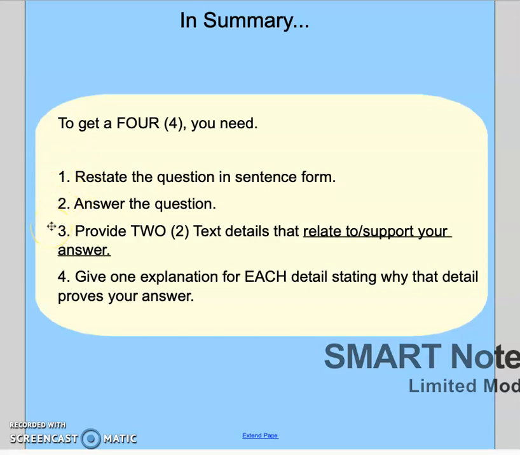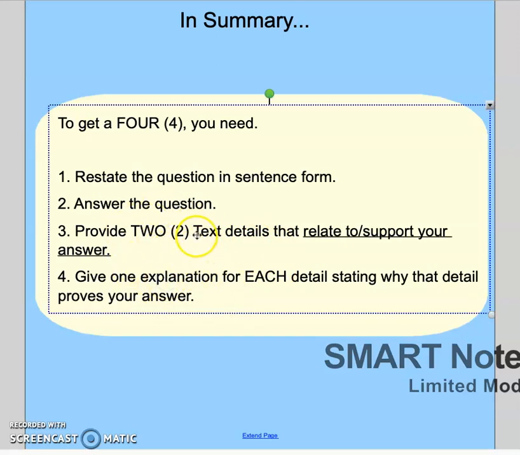The third thing you need is 2 text details. And I underlined it, that relate to or support your answer. Any old details aren't just going to do. You can't just put any quotation or any detail and expect it to be right. It has to be a detail that supports your answer. And finally, giving 1 explanation per detail that states why the detail you chose supports your answer. Meaning, if there's 2 details in your response, you need 2 explanations. If there's 3 details in your response, you need 3 explanations. For every detail you include, you also need an explanation.